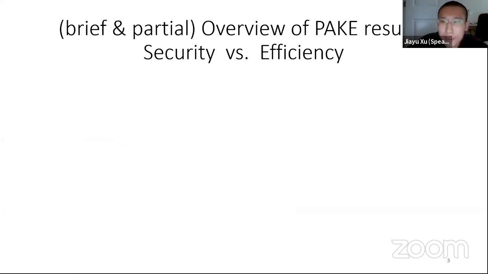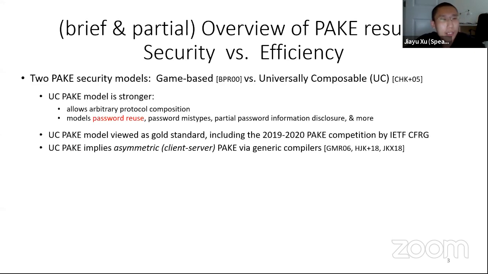So this work is about the security model of PAKE. There have been two major security models for PAKE. One is the traditional game-based model, and the other is the universally composable, or UC model, which is a type of simulation-based security model. As we all know, UC is generally stronger than game-based, and the reason is UC allows for arbitrary protocol composition, as the name of UC itself suggests. And for password protocols in particular, UC has some additional advantages, such as modeling password reuse.